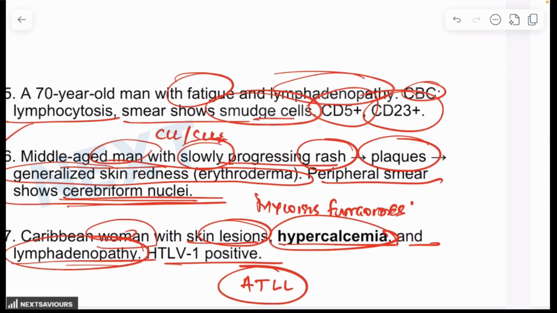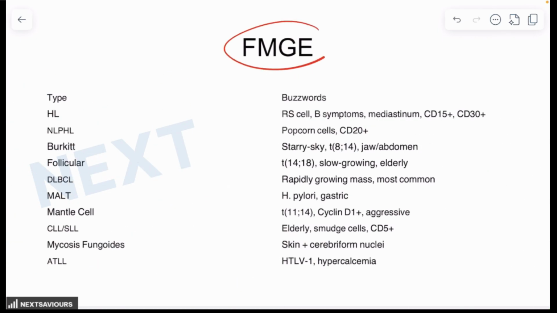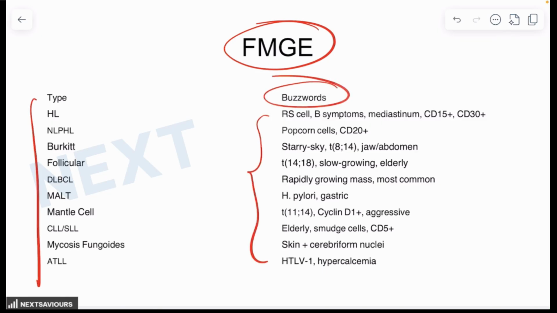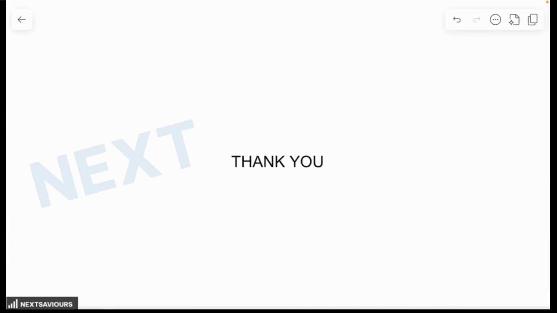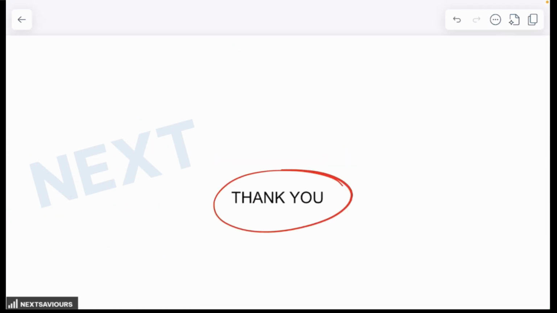Hope the session was of help. Now, particularly for the FMGE students, you are getting not one question, you are getting 3 to 4 questions out of this topic. And this table in particular is very, very important for you to remember. Remember these buzzwords. Whenever these are presented to you in a long question, you can immediately jump onto the diagnosis related to that particular finding. So all the best for your future examinations.